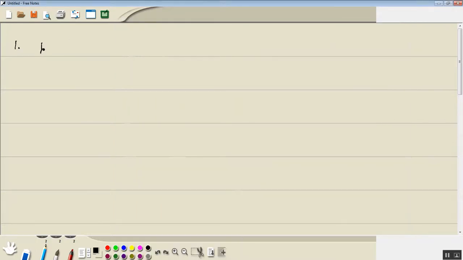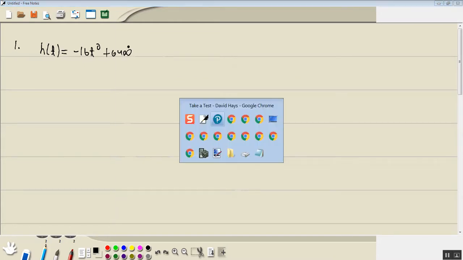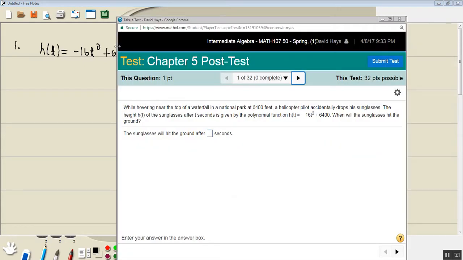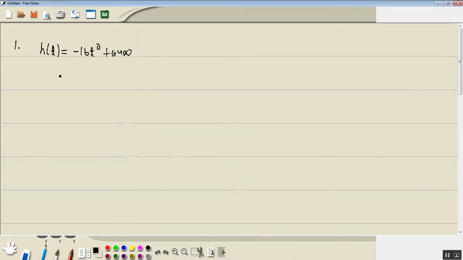h of t is equal to negative 16 t squared plus 6,400. When will the sunglasses hit the ground? Now, if h is our height after t seconds, that means when will it hit the ground? That means when is the height 0? So I'll put 0 in for that.